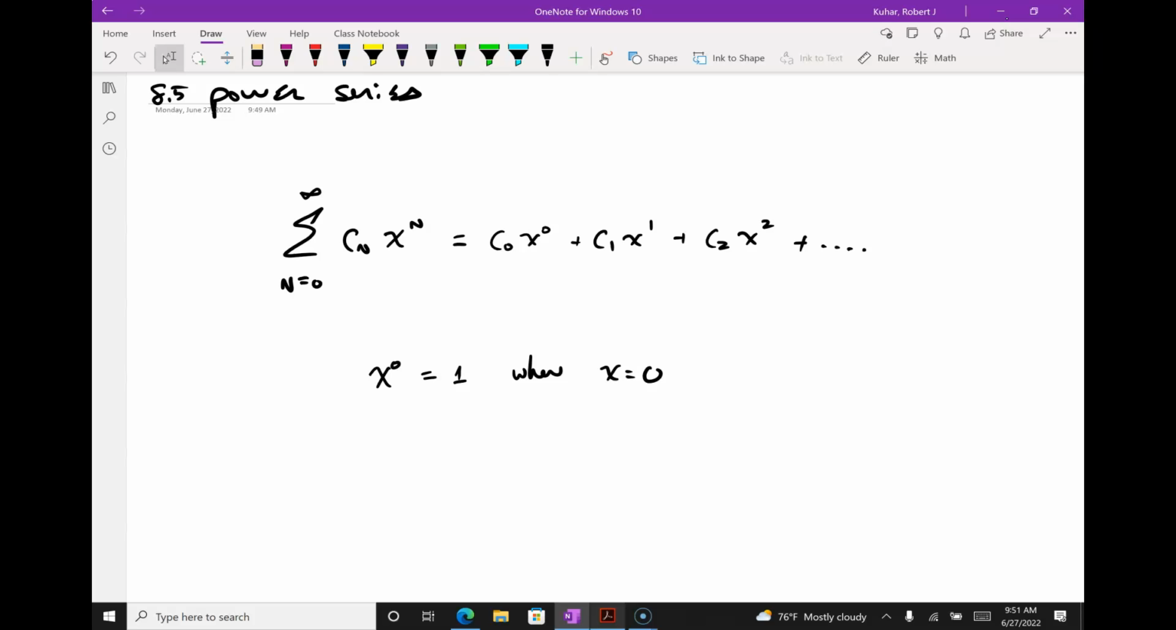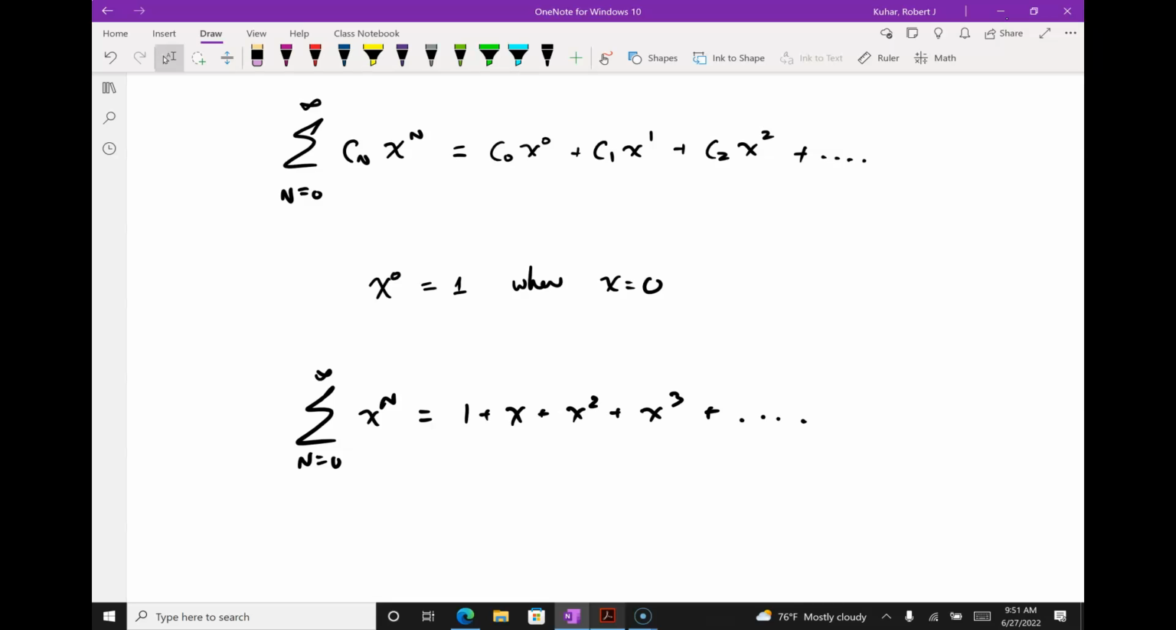I'm multiplying by x. So in some cases, this thing will really be geometric. In fact, in this case, the sum from n equals 0 to infinity of x to the n, what do I get? I get 1 plus x plus x squared plus x cubed plus dot dot dot. So this is really my main power series I want to think about. And what's pretty funny about this is I get 1 over 1 minus x.